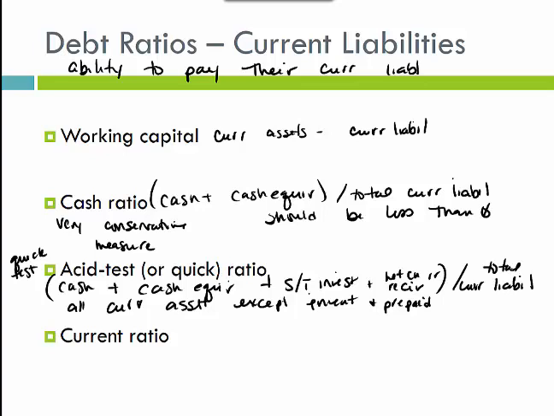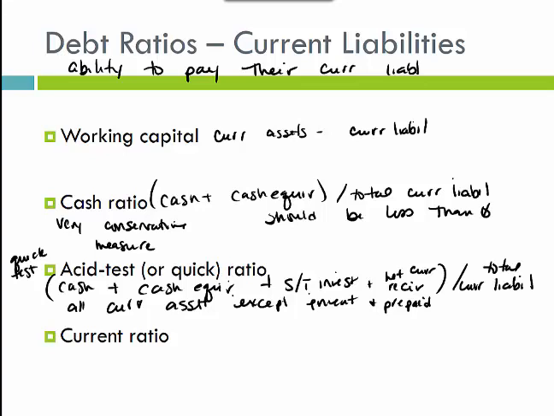In a lot of the ones that we're looking at, this might just be cash and current receivables. Might be the only two things you have in there. But if you have short-term investments, you would include that in there as well. So that's the formula for that one.